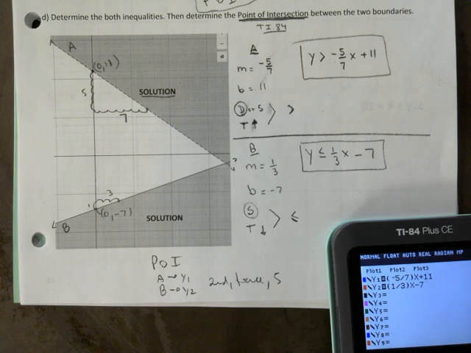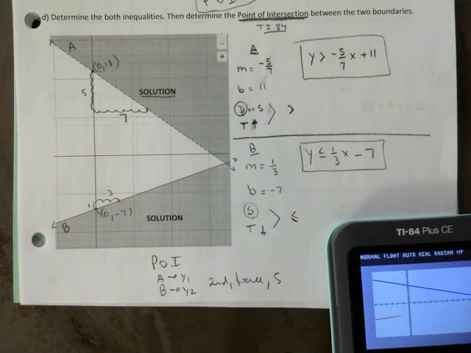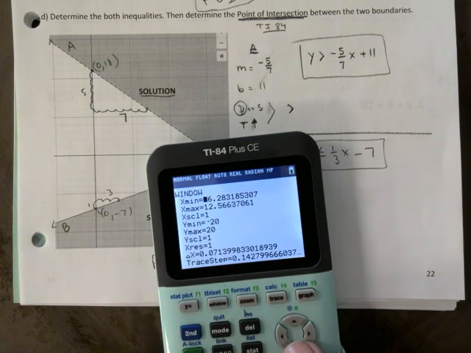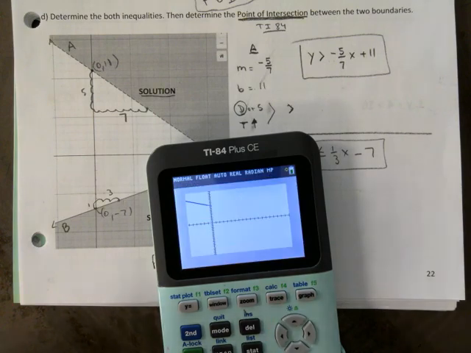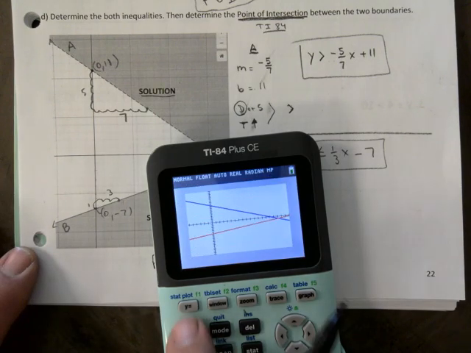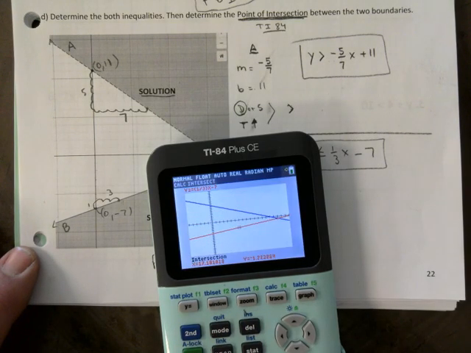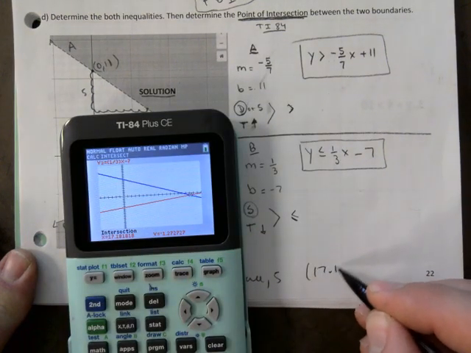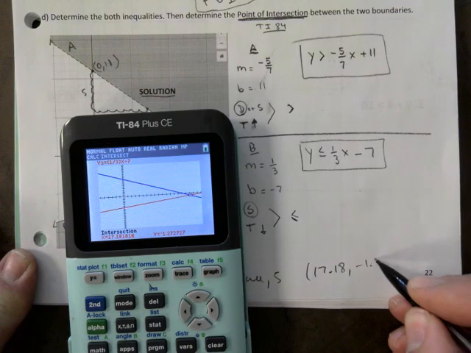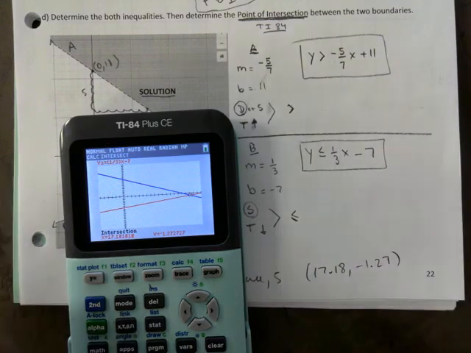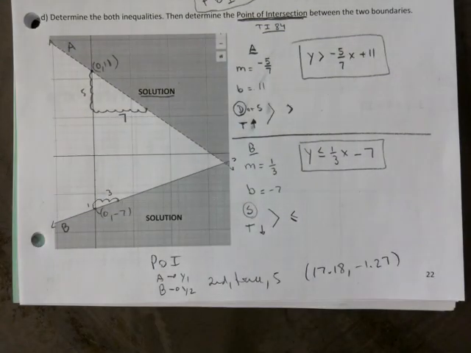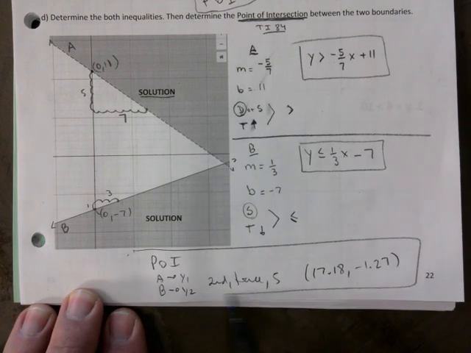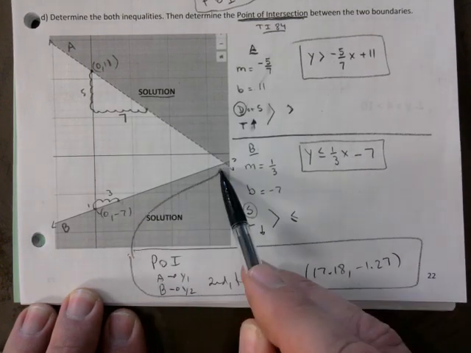x -7. So I'm graphing them both. I need to change my window a little bit. There we go. Second trace 5. Enter, enter, enter. And it's 17.18, -1.27. That is the point of intersection, okay? That is actually that point right there.